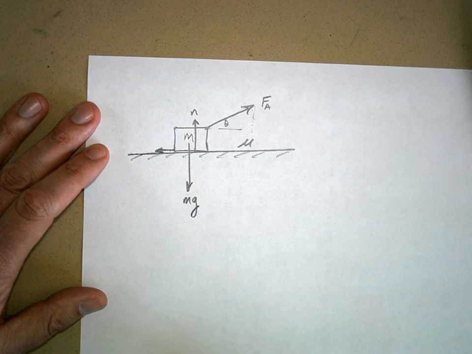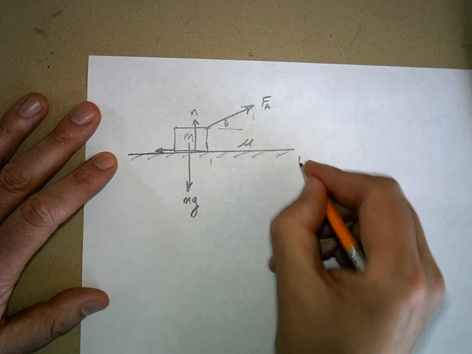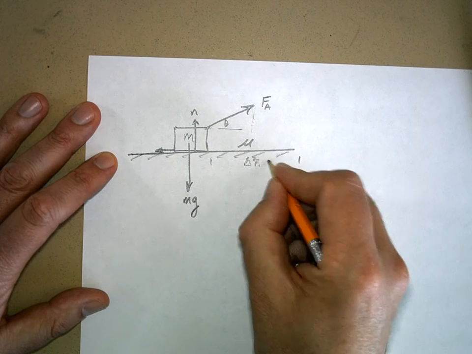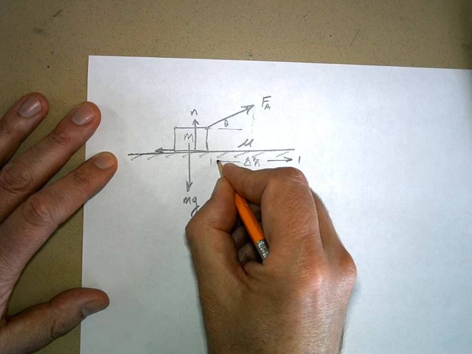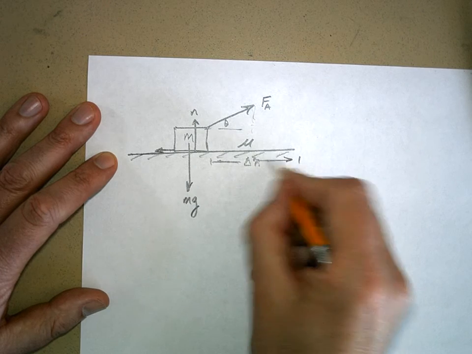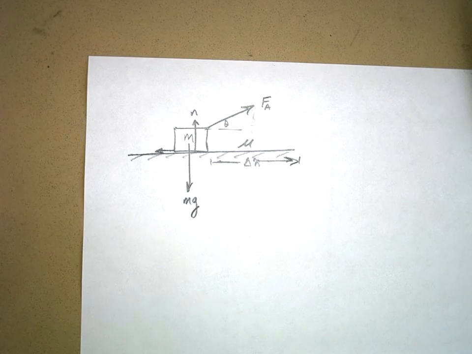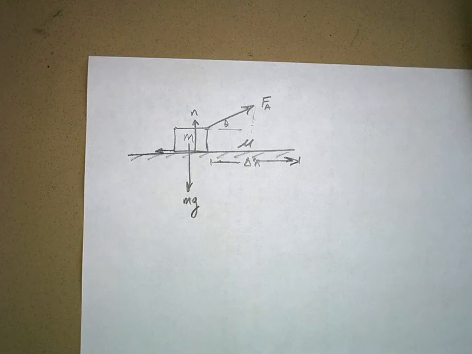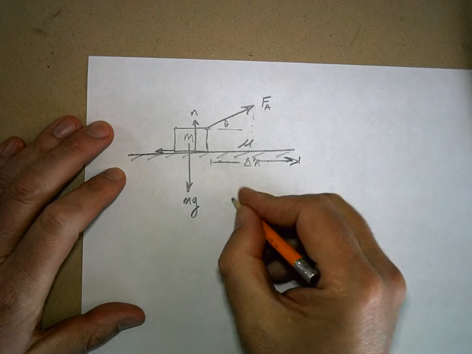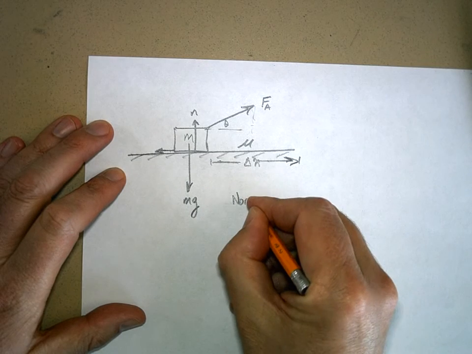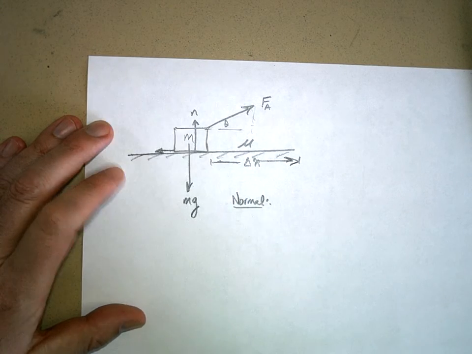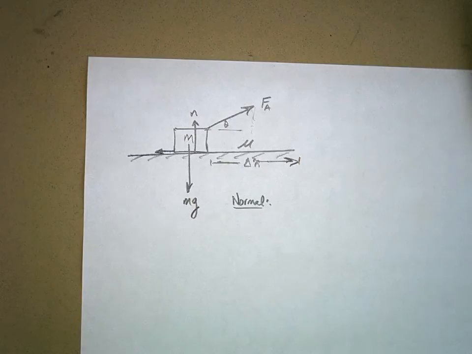Now, let's say I drag this thing some delta x, like this. Okay, we're going to drag it this far to the right. Now, let's take a look at how much work is being done by each force. Let's take a look at the normal force. Is the normal force transferring any energy in or out of the block?